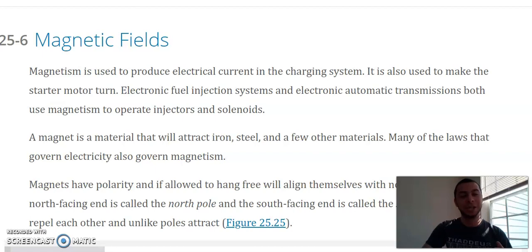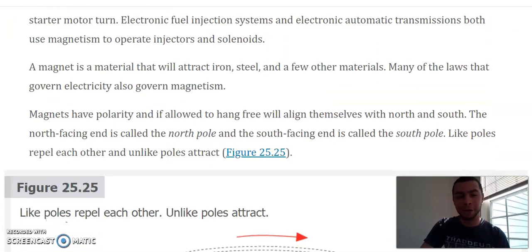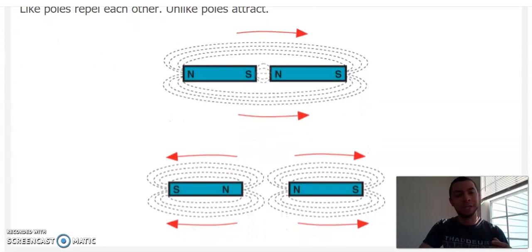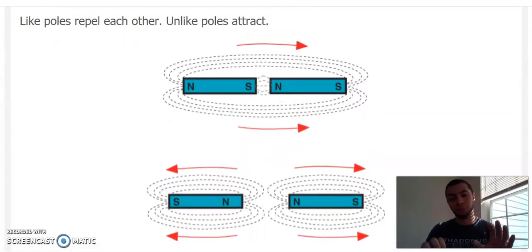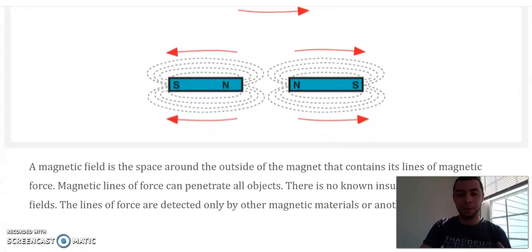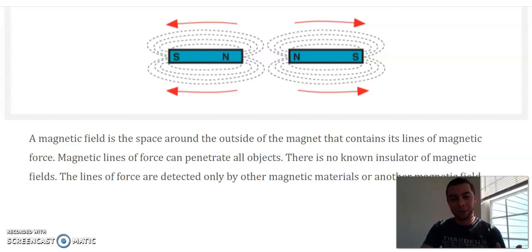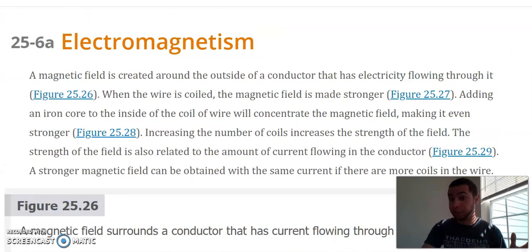Like poles repel each other, and unlike poles attract, so I'm going to scoot down here and bring down the page. So this is your basic, rudimentary way of looking at a magnet and how the fields attract and repel, and so on and so forth. But what does that have to do with anything that we are doing? Well, let's take a look at the next page, shall we?